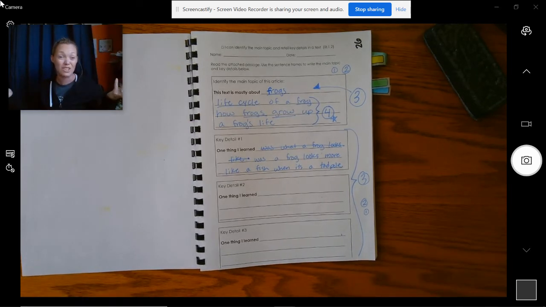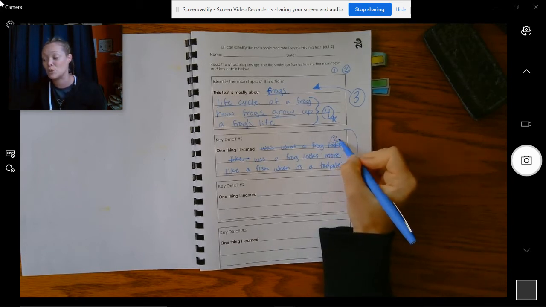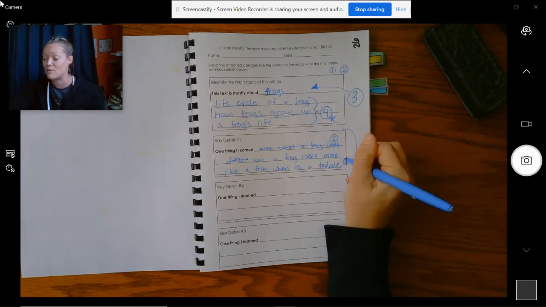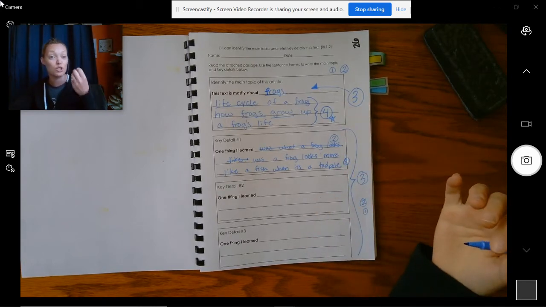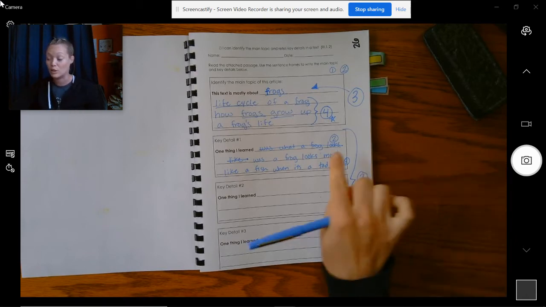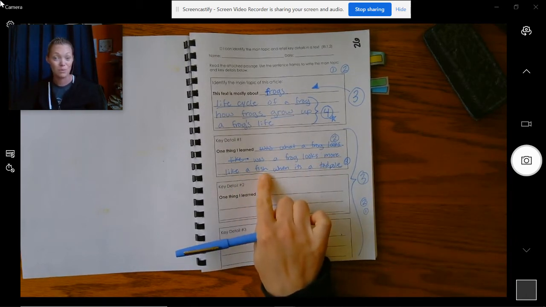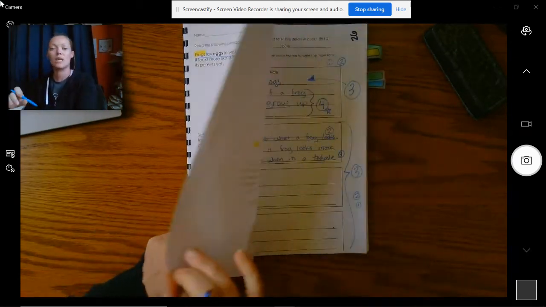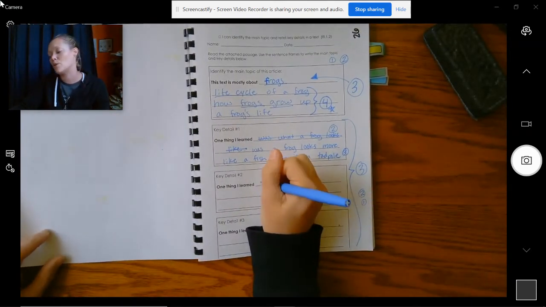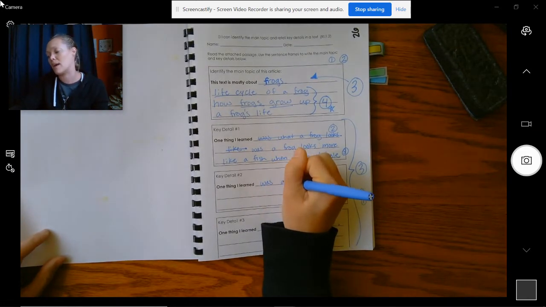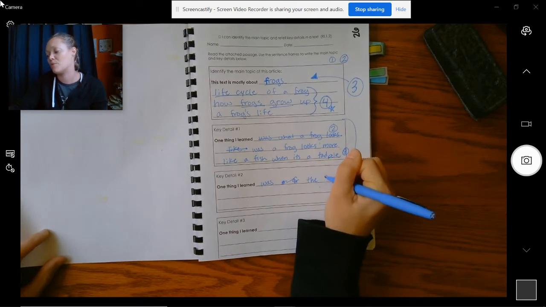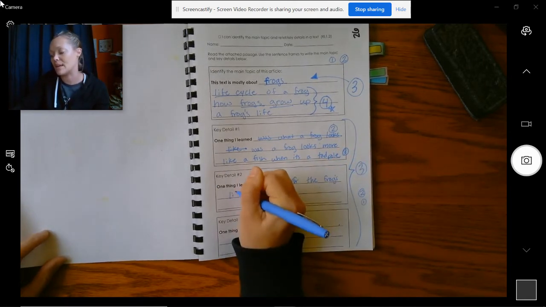What it looks like, you're not actually telling me what it looks like. So that's not a fact. This would be a 2 if you said what a frog looks like. This would be a 3 if you actually describe the frog to me. Looks like a fish when it's a tadpole. Another thing I noticed was some of you might have said, one thing I learned was the frog's life cycle.